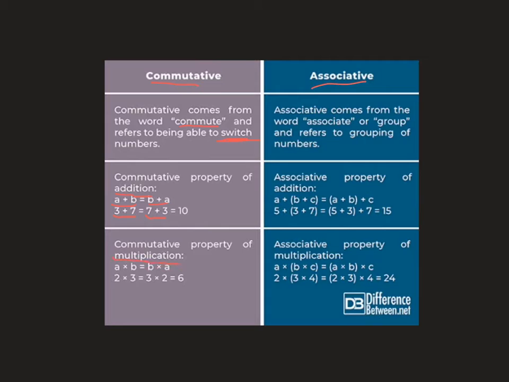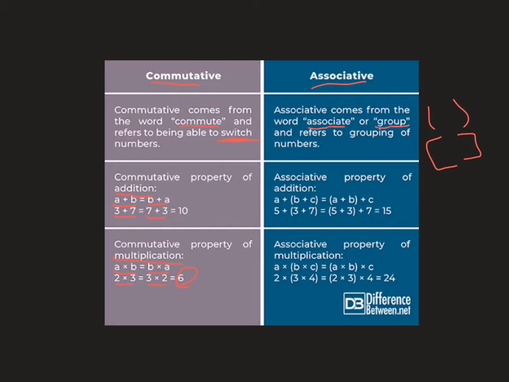We also have the commutative property of multiplication, which is 2 times 3 is the same as 3 times 2. They both equal 6. Or A times B is the same as B times A. So it's just allowing you to switch things around if there's an addition sign or a multiplication sign. The associative property comes from the word associate or group. Now, whenever you hear grouping, you should think of parentheses, because parentheses and brackets group things together.